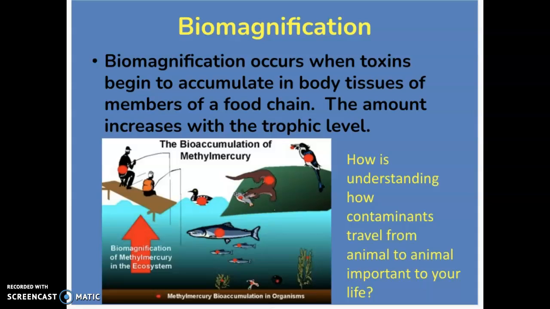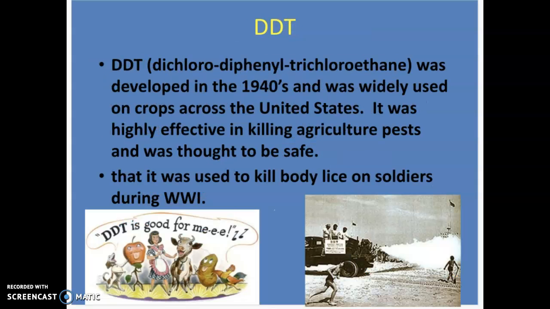Well, you need to think about it. We're at the top of a food chain. So what are we eating, and what has that eaten? What kind of toxins are occurring? Because we're at the top of the food chain, we're going to have the most amount of toxins.